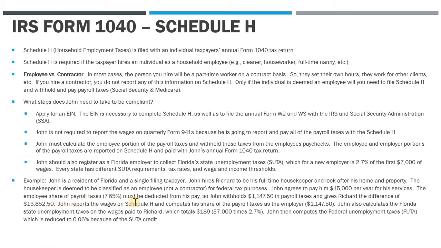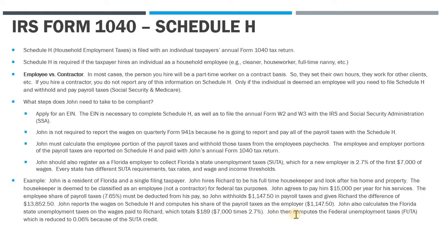Now, John reports these wages on Schedule H when he's doing his 1040. And John, as the employer, also computes his share of the payroll taxes, which is the same amount, right? Because remember, payroll taxes, 7.65% is paid by the employee, and then the employer matches the additional 7.65%. So John then calculates the Florida state unemployment tax on the wages paid to Richard. Recall it's 2.7% in Florida for a new employer times the first $7,000 in wages paid to Richard, which is going to be $189.